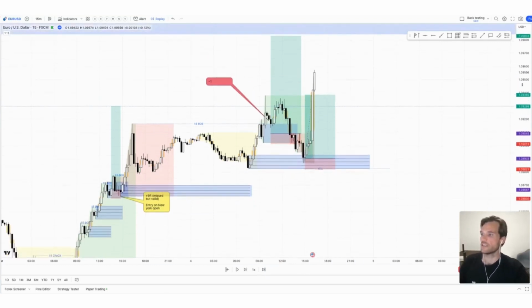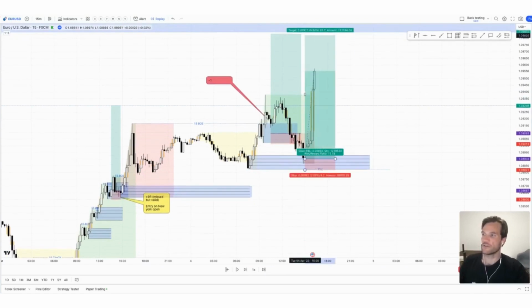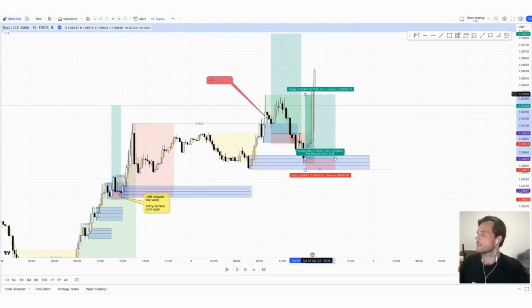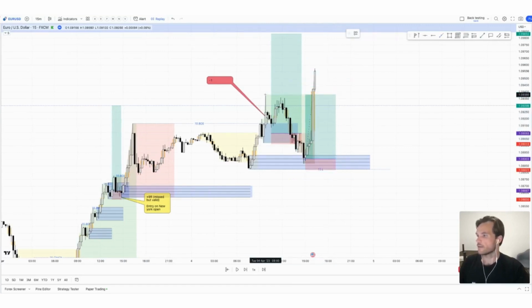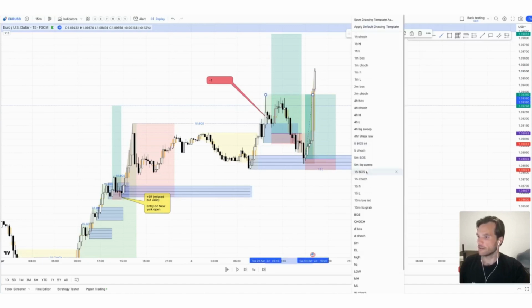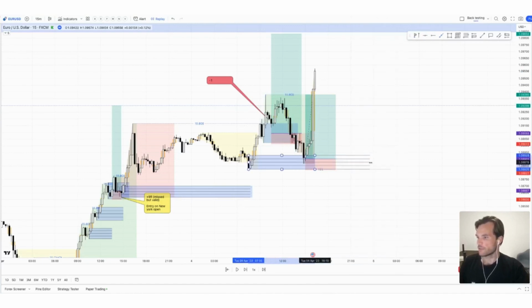It'd be interesting to see how high this goes if we could have targeted the next 4 hour demand. But we will leave this as this due to the fact that we have now pushed past the 4 hour high. And I'm going to bring this in.